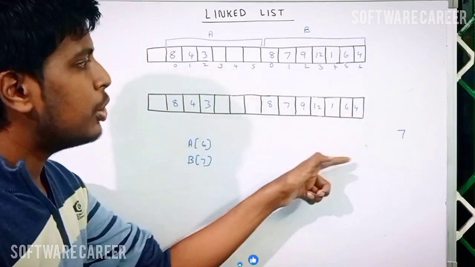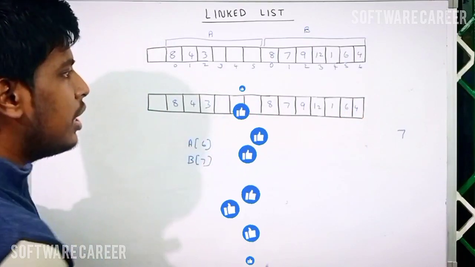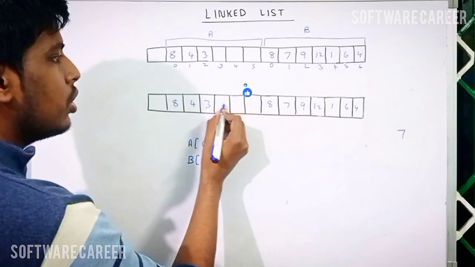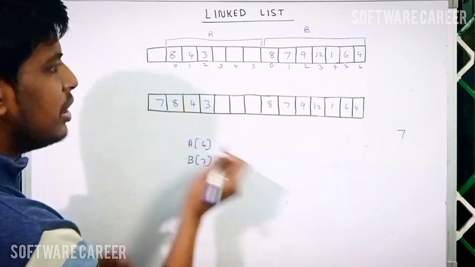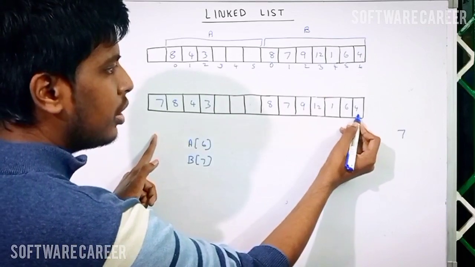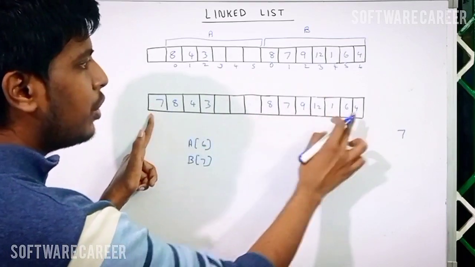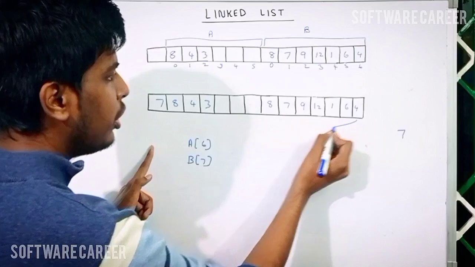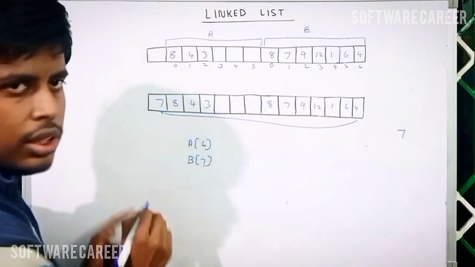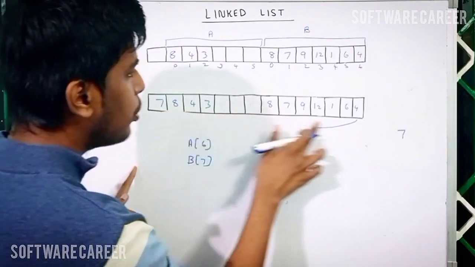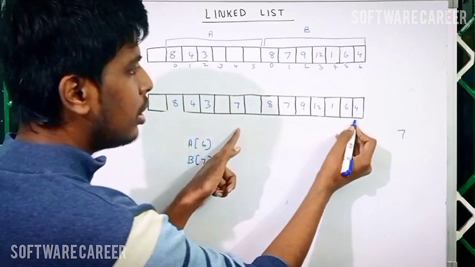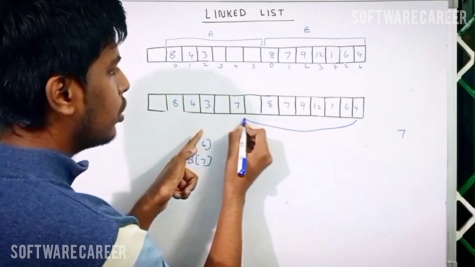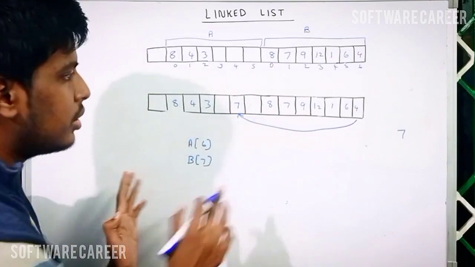This is placed. Suppose the next element is 7. I can place 7 here, here, anywhere, randomly. Suppose I am placing it here, then the next element should point here. The 7 is after 4, so it should point like this. This is the condition. If you are storing 7 here, then you should point that 7 is after 4, like this. This is the condition.